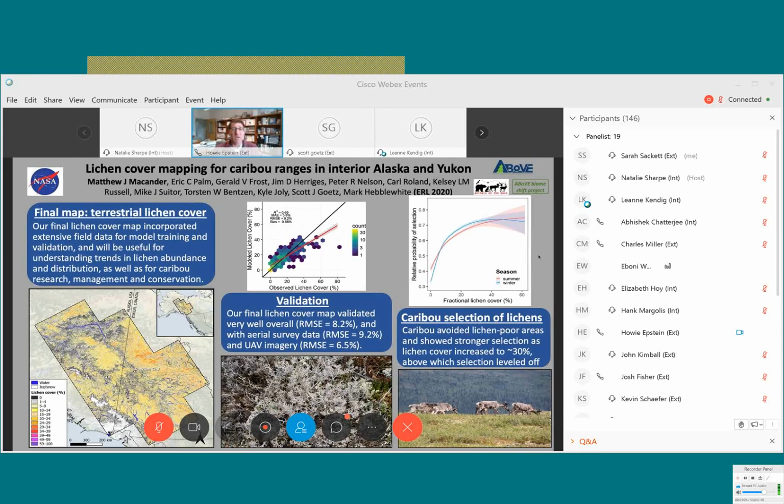the map does quite well, modeled lichen cover as a function of observed lichen cover, and there's a good relationship there. And the importance of this is related to caribou feeding selection. They strongly select landscapes that have a relatively high fractional lichen cover. You can see that their probability of selection increases to about 30% and then levels off. So the caribou are looking for landscapes that have at least 30% of lichen cover. Next slide, please.